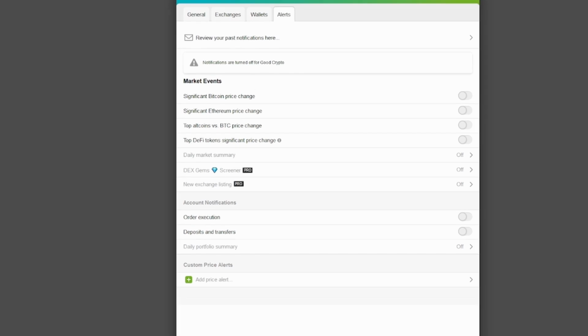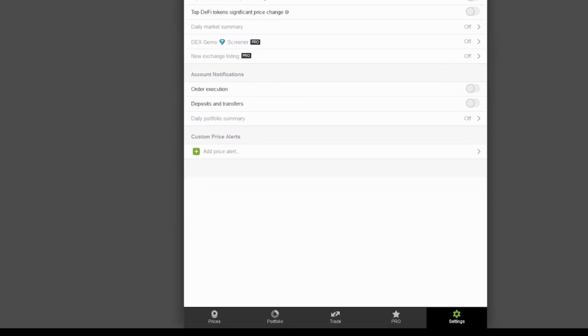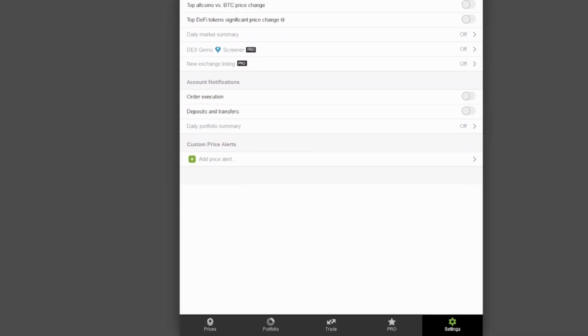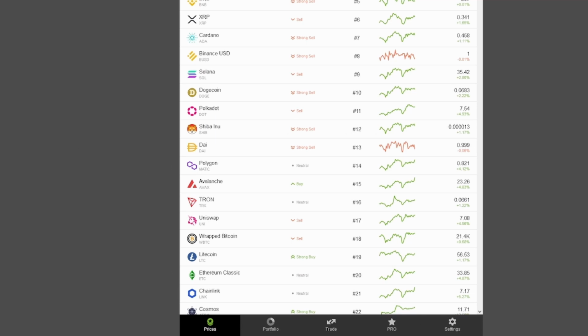So let's take a look a little bit farther down. At the bottom, you're going to be able to see the different options you have here. So you have prices, portfolio, trade, pro, and settings. We have settings on right now. Let's go to the prices and see what we're looking at here.